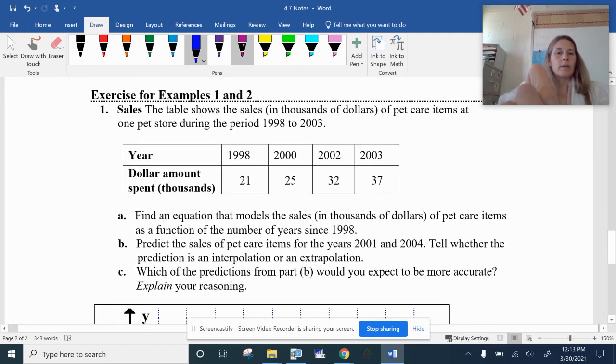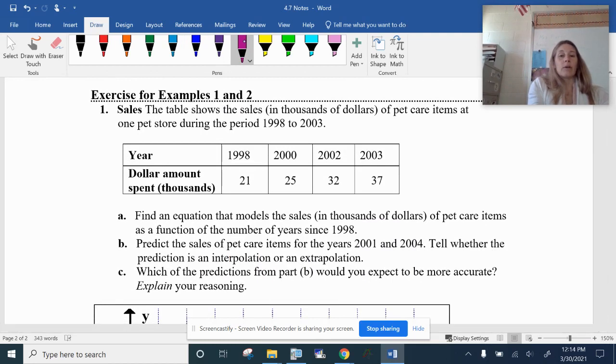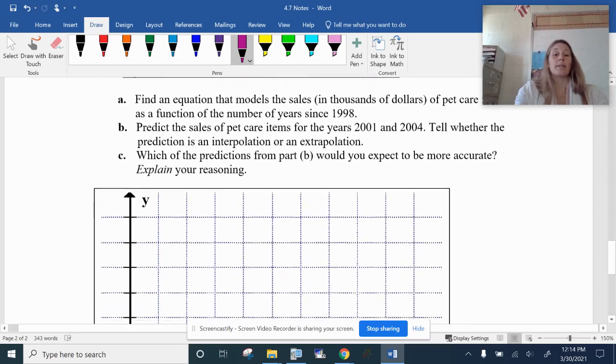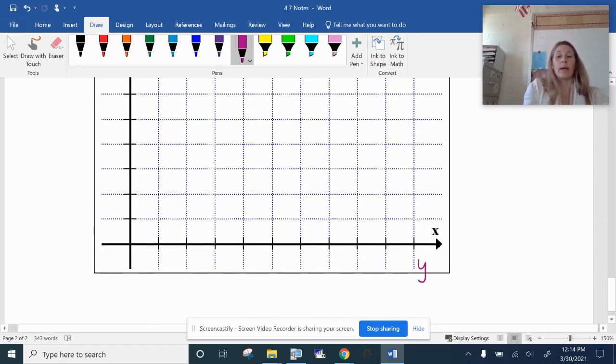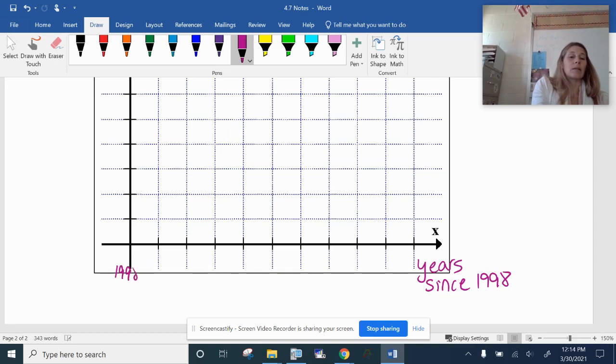Okay, so one more of these. Again, we have our years here. We're going to use 1998 as year 0. So 2000 would be 2 years later, 2002 would be 4, 2003 would be 5 years later. So we're going to say years since 1998. Make sure we're labeling that. Years since 1998. So that means 1998 is the origin here. And then 1, 2, 3, 4, 5, 6, and so on. So this is 99, 2000, 01, 02, 03, 04, and so on.